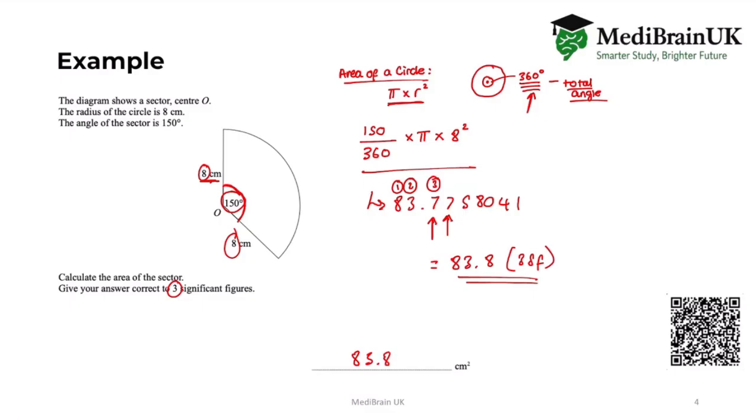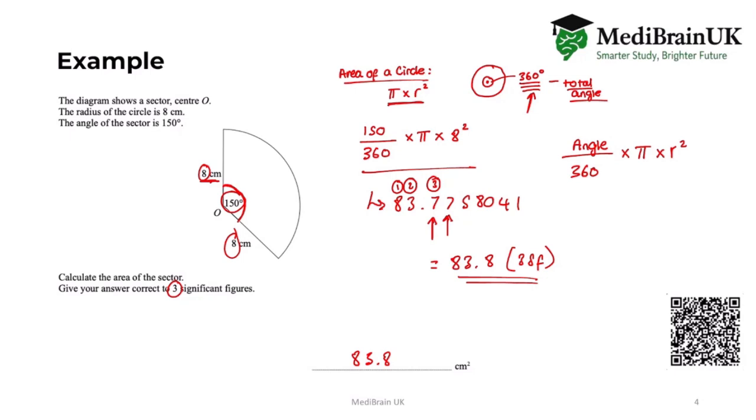And that's how you work out the area of a sector. To work out the area of a sector, you know that angles in a circle add up to 360. You're going to take the angle that you've been given and put it over 360. You're then going to multiply it by pi, and then multiply it by r squared. The answer is 83.8.